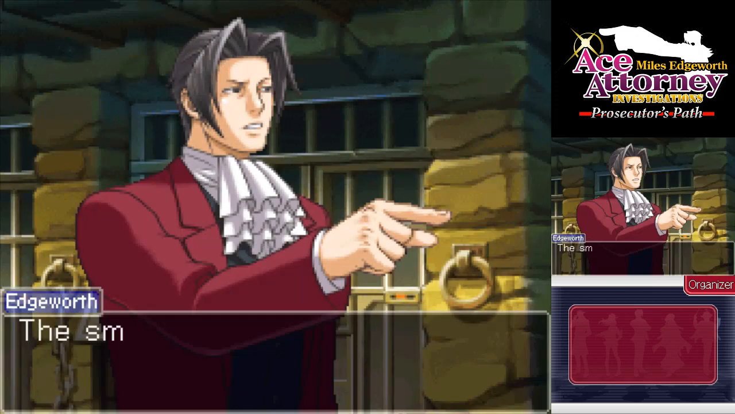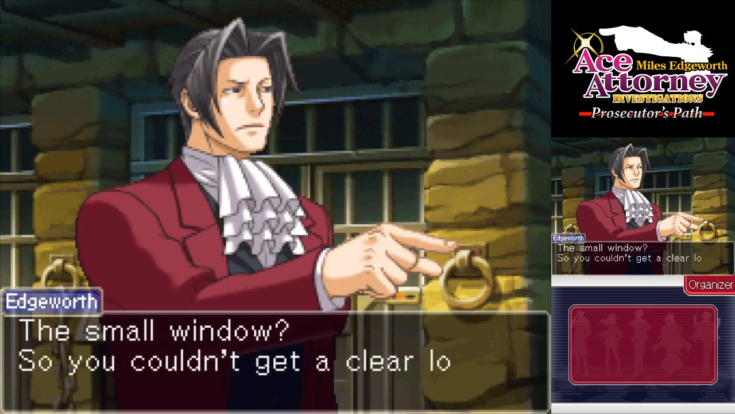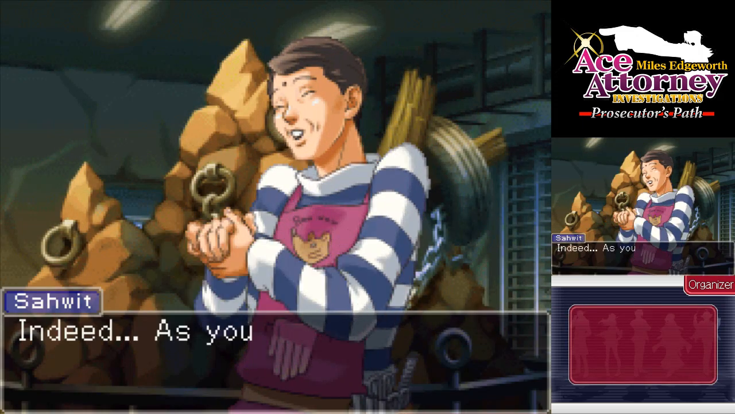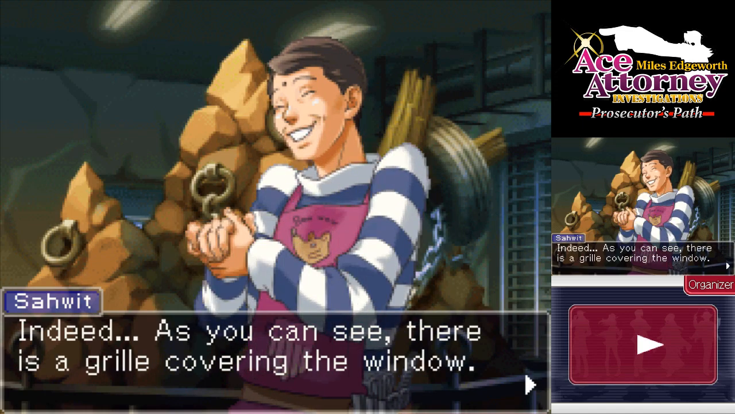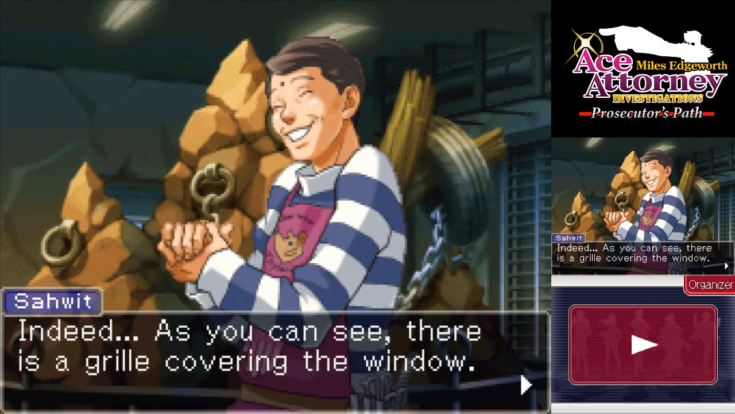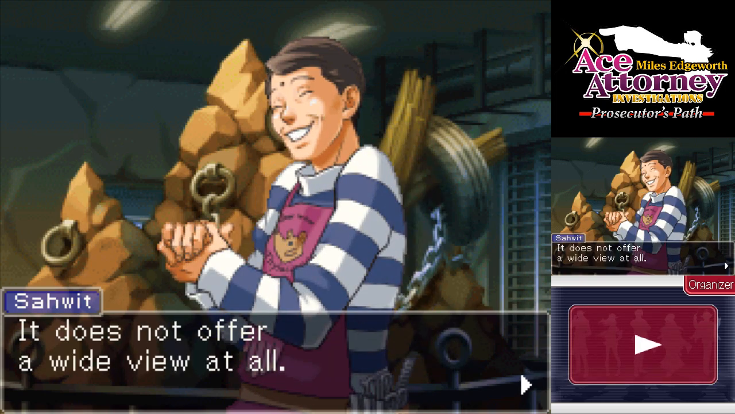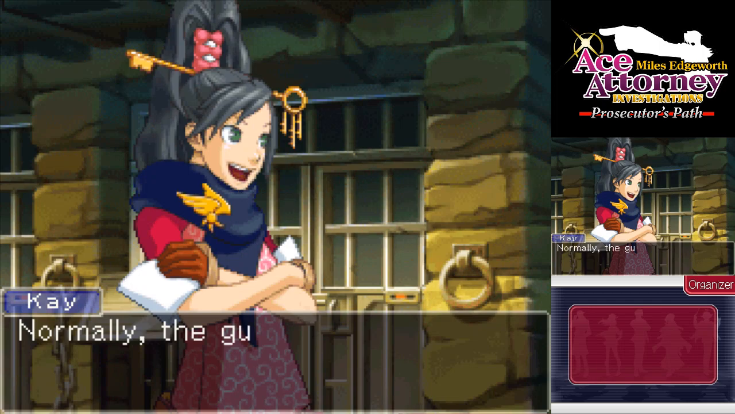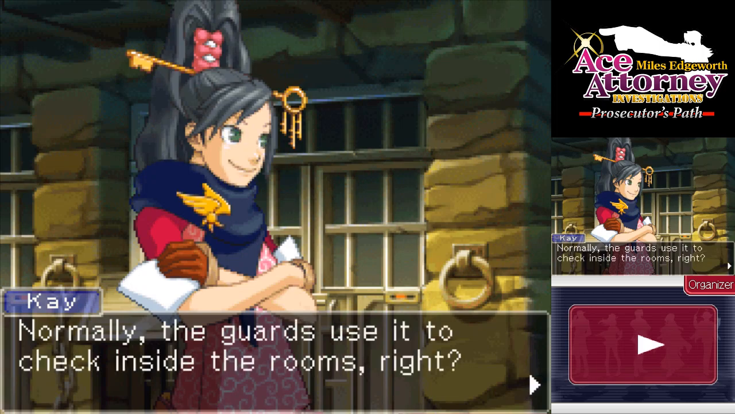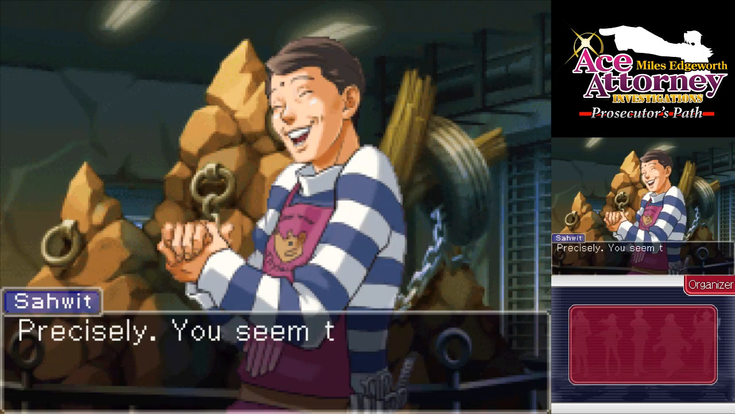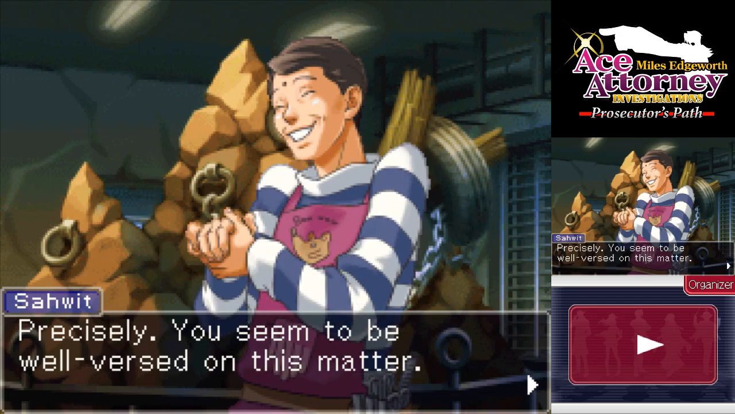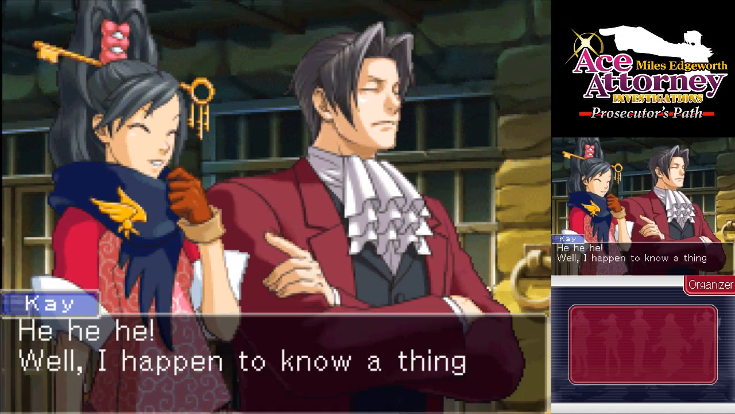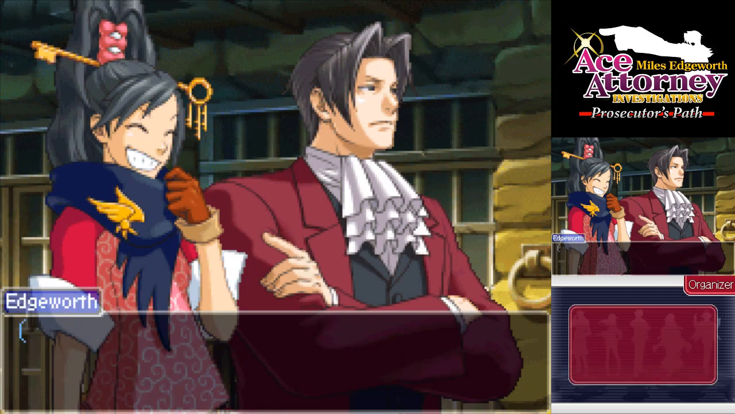The small window, so you couldn't get a clear look? I can see there's a grill covering the window. It does not offer a wide view at all. Normally, the guards use it to check inside the rooms, right? Precisely! You seem to be well versed on this matter. Well, I happen to know a thing or two about prisons, you know.